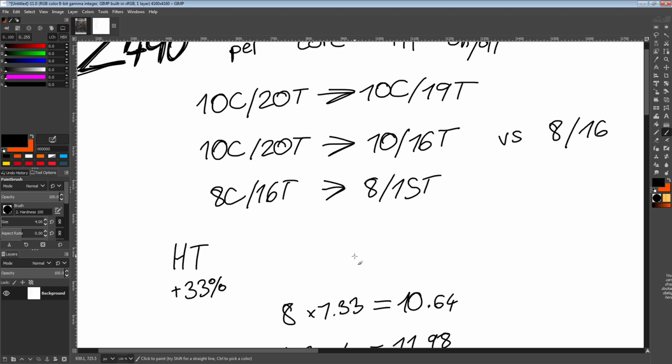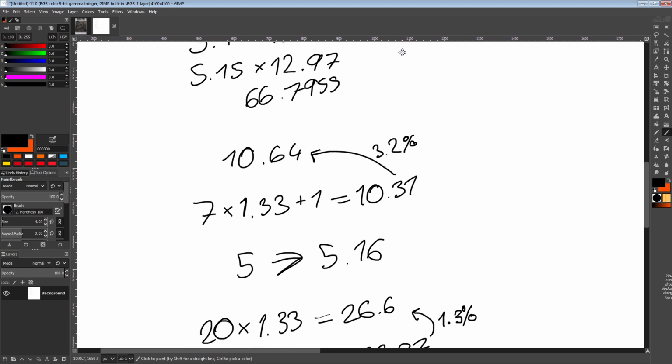Obviously, it's not going to be as fast as a 10 core, 20 thread CPU at the same exact frequency, but if you have one terrible core, it is much less of an issue than it used to be. So I'm really excited for this. This is cool.